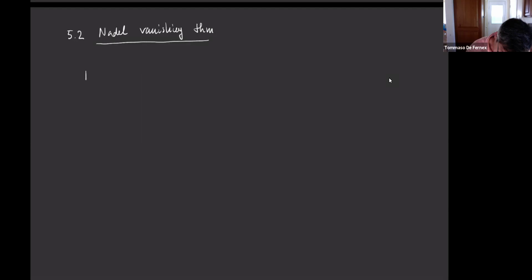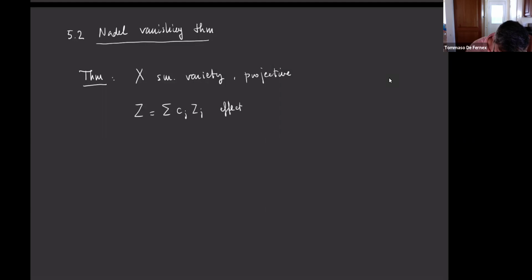So I'm gonna just state it maybe. So here's the theorem. I'm gonna set it for smooth varieties, but it holds more generally. I can allow some singularities, but for simplicity, let me just stick to smooth varieties. Suppose X is a smooth projective variety, and suppose I have Z, a sum of Cj Zj, an effective Q-scheme.